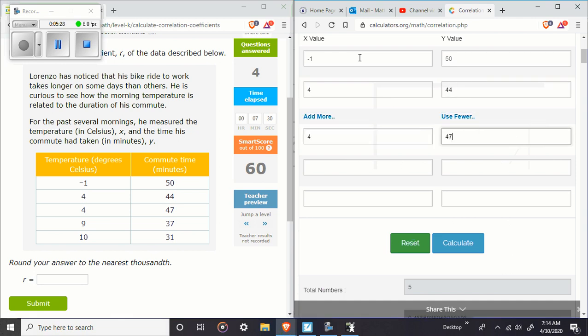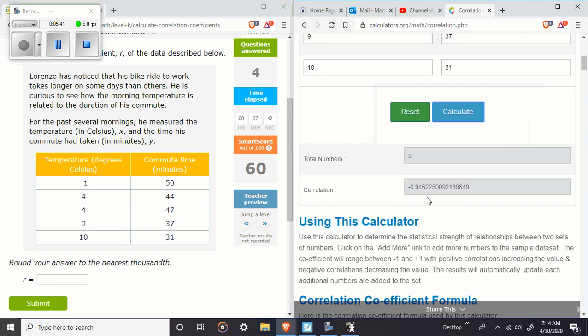If you guys are using a keyboard, the tab button in the top left-hand corner is a very fast way. I spent a few years working as a cashier at a grocery store, so I'm pretty fast at typing in numbers. We're going to calculate, okay? And it's going to give us a very strong negative correlation.